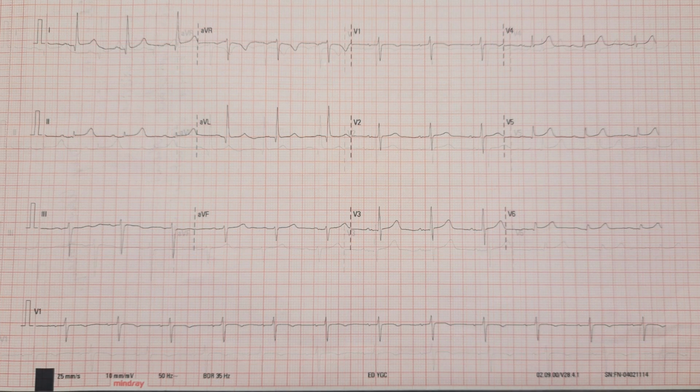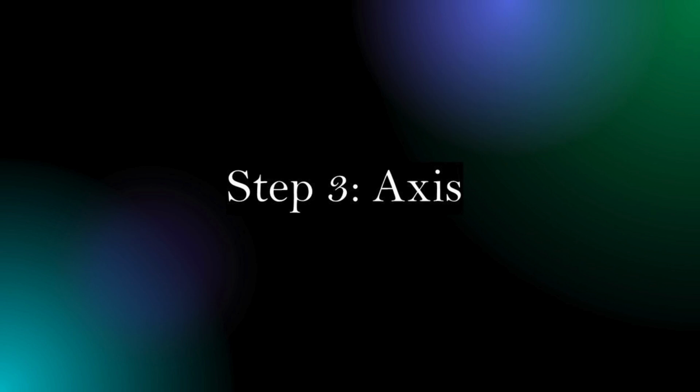This is a normal sinus rhythm as there are P waves before each QRS complex and the heart rate is 75 beats per minute, that is within normal range. Step 3 is looking at the axis. Your 10 seconds start now.